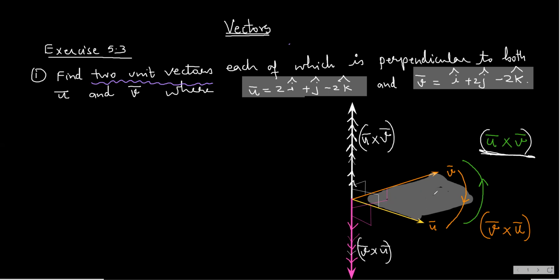But the problem here is they don't want vectors perpendicular. They want the unit vectors. What they want? They want the unit vectors. So see, how do I get them? So let me start with the solution.